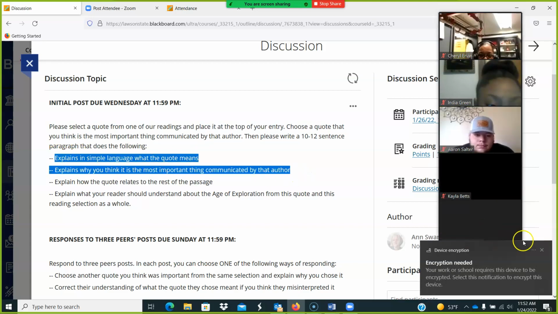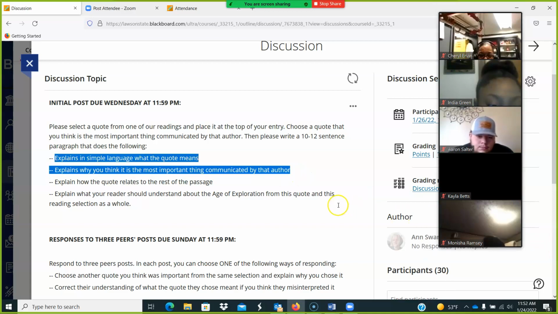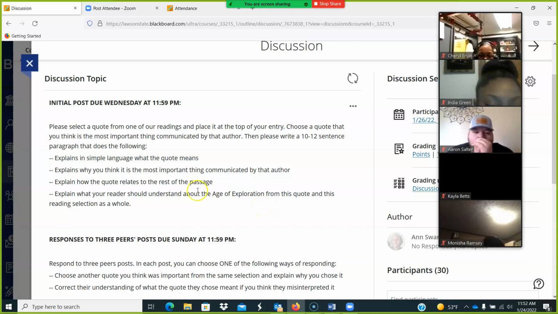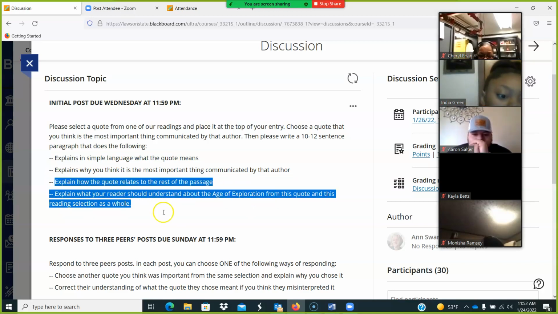Explains in simple language what the quote means. Explains why you think it is the most important thing communicated by that author. Great. And India, can you read the second 2 bullet points? Yes, ma'am. Explain how the quote relates to the rest of the passage. Explain what your reader should understand about the age of exploration from this quote and this reading section as a whole.